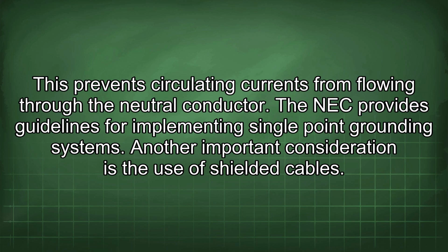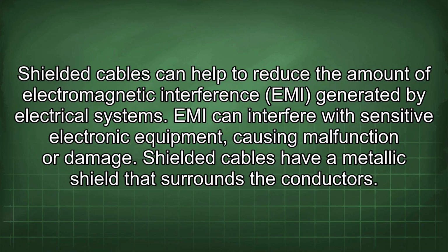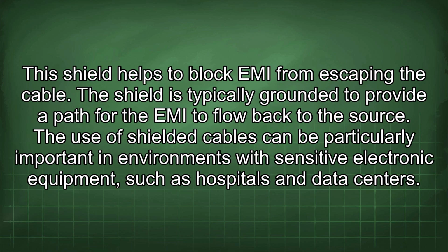Another important consideration is the use of shielded cables. Shielded cables can help to reduce the amount of electromagnetic interference (EMI) generated by electrical systems. EMI can interfere with sensitive electronic equipment, causing malfunction or damage. Shielded cables have a metallic shield that surrounds the conductors. This shield helps to block EMI from escaping the cable. The shield is typically grounded to provide a path for the EMI to flow back to the source.